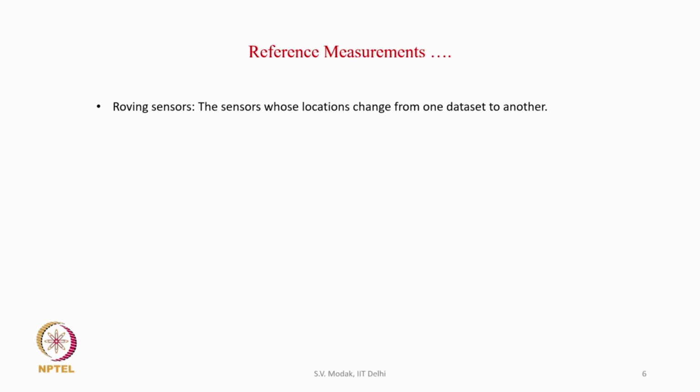So, we have two sets of sensors in OMA. One set is called roving sensors, another set is reference sensors. So, what are roving sensors? The roving sensors are the sensors whose locations change from one data set to another, while the reference sensors are the sensors whose locations are fixed over all data sets. And we take measurements at those reference locations every time we take measurements using roving sensors.